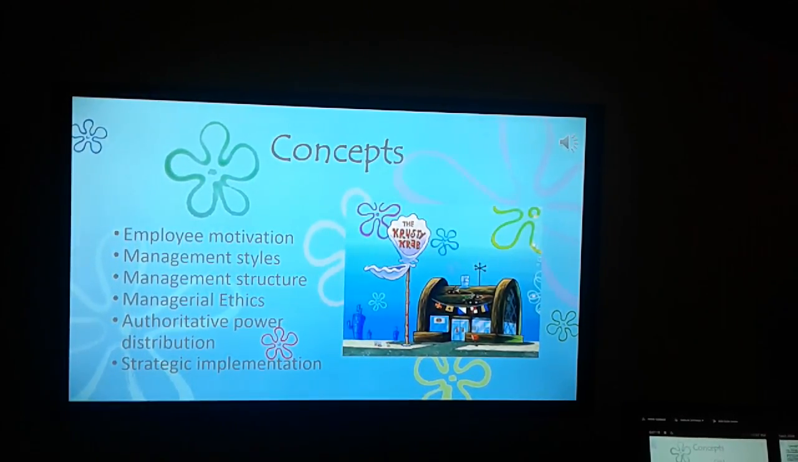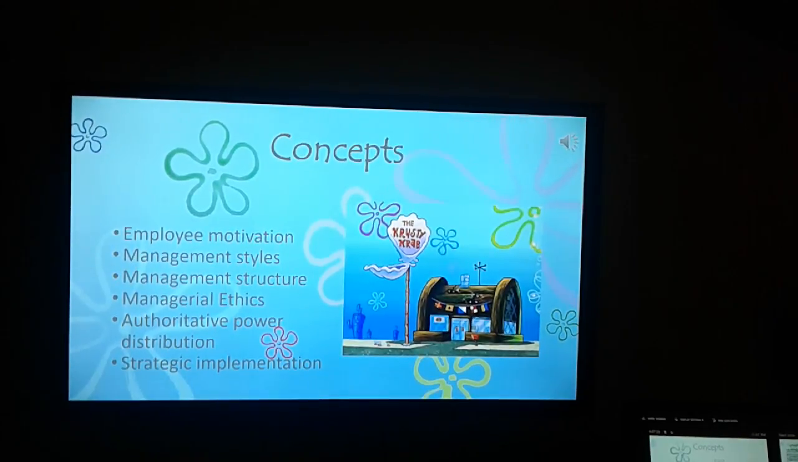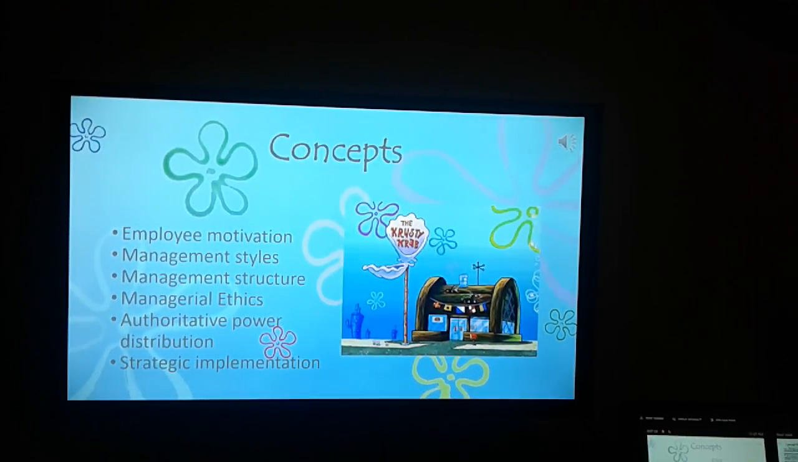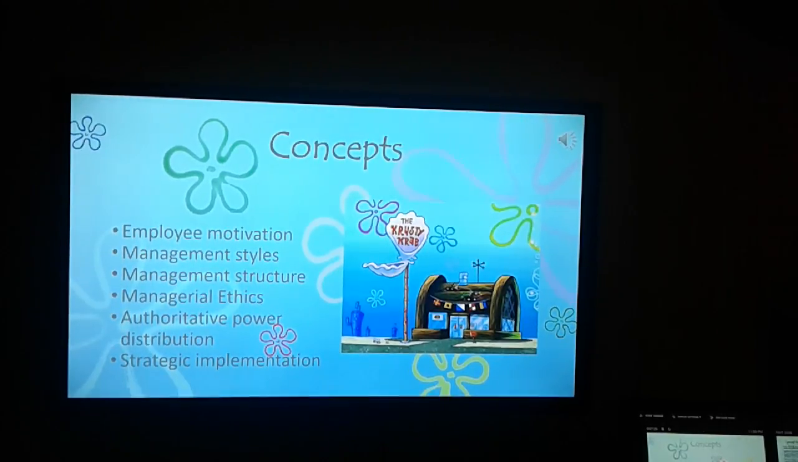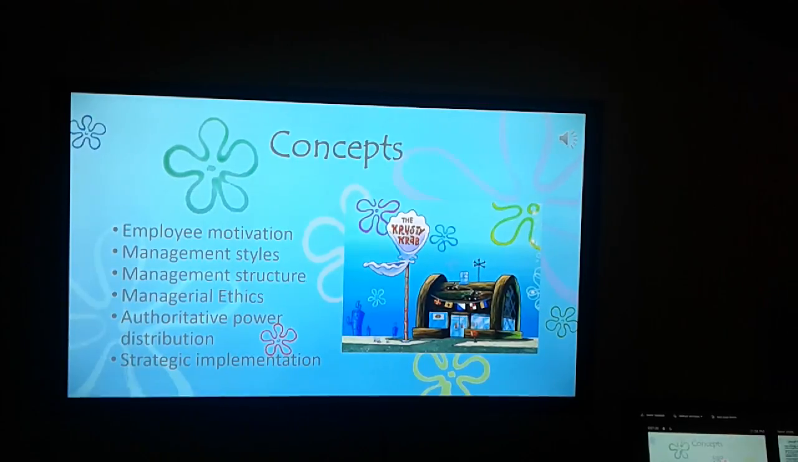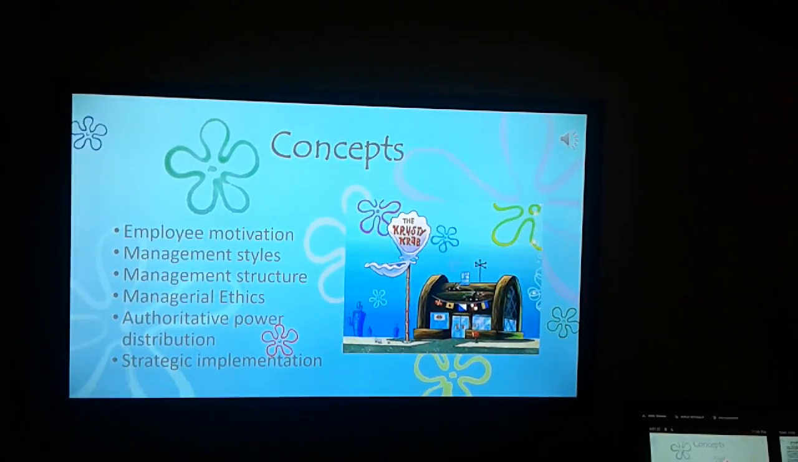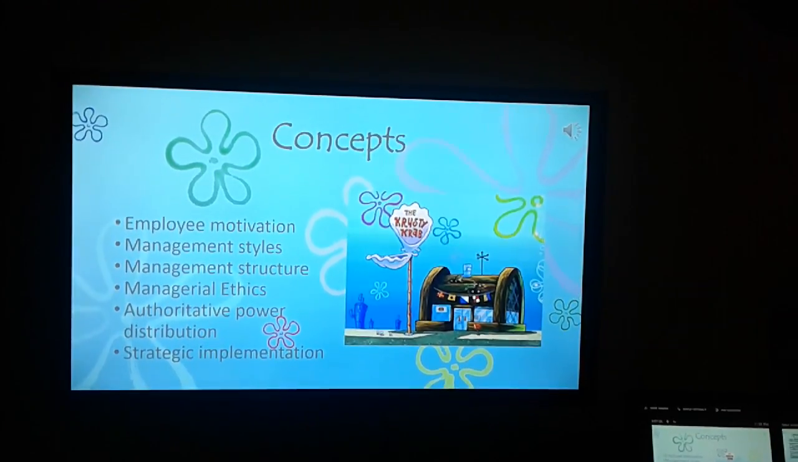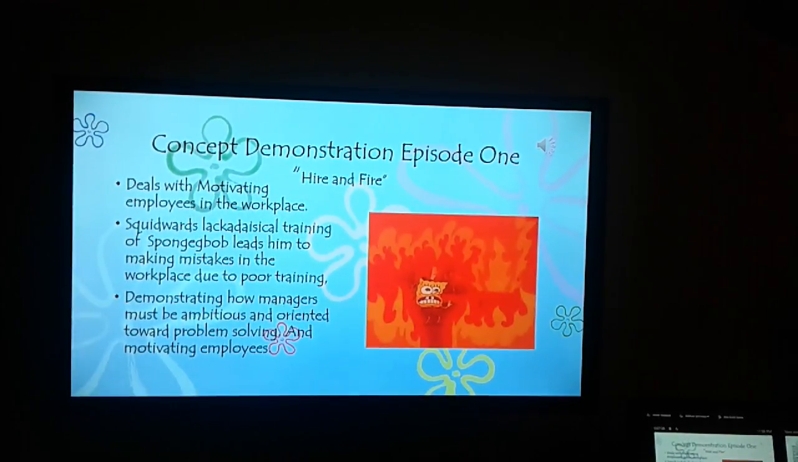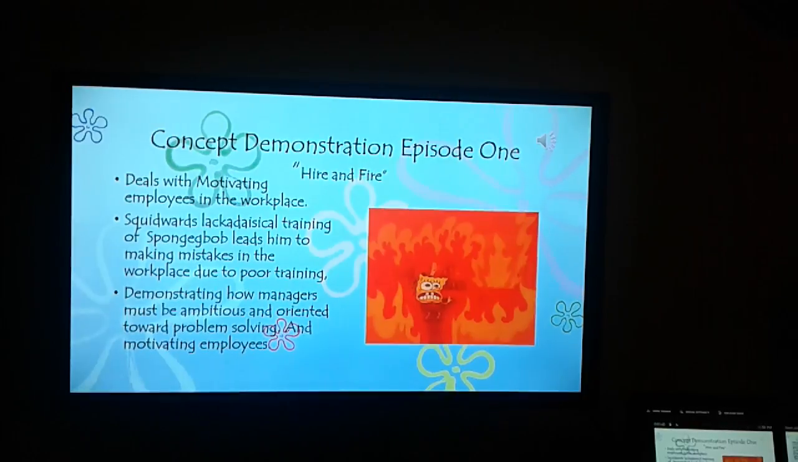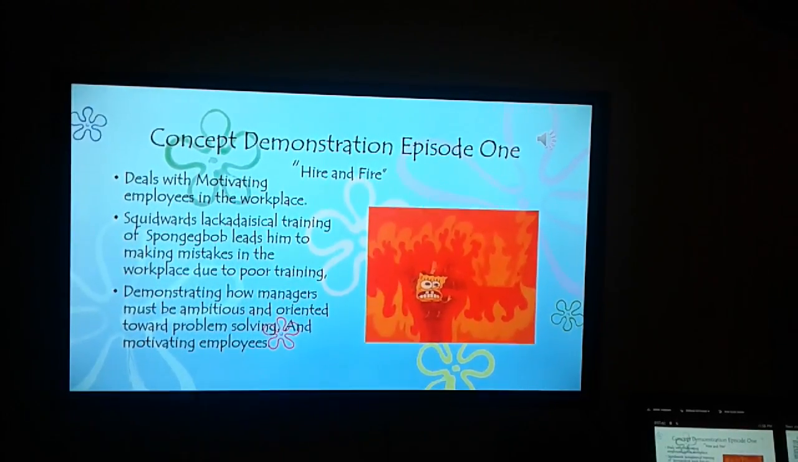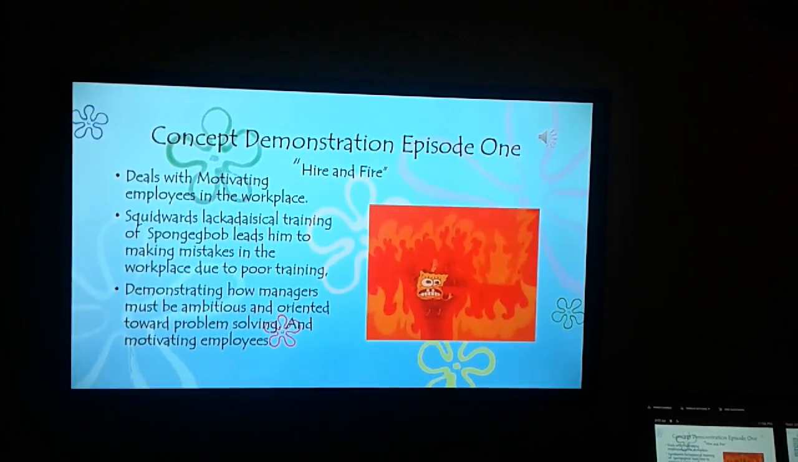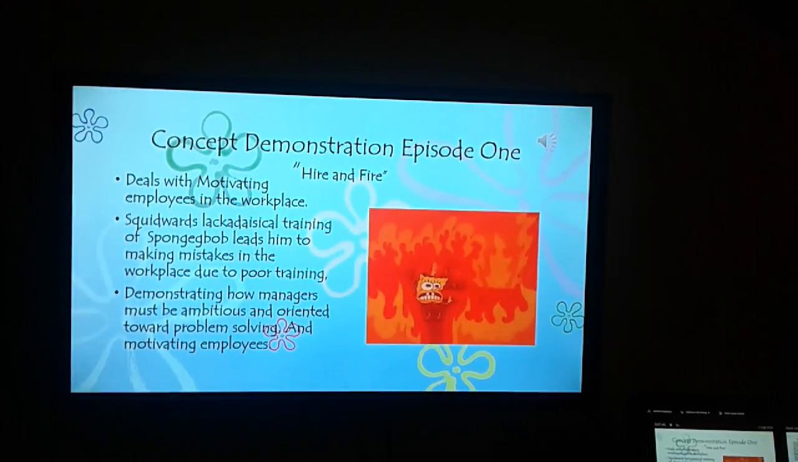The topics and concepts we applied to our videos from our Principles of Management course include, but are not limited to, employee motivation, management styles, management structure, managerial ethics, authoritative power distribution, and strategic implementation. Here's how we're going to explain how we applied concepts from our Principles of Management course to our videos.